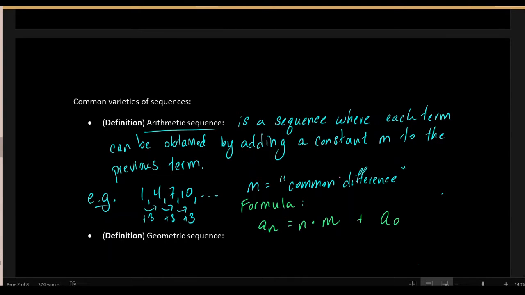Let's test that in our given sequence. We have, for an example, 1, 4, 7, 10. And we had m equals 3. And the first term in the sequence is 1. So can we verify that a sub 2, the third term in the sequence, is equal to 2 times 3 plus 1? Yes, that formula holds true. 6 plus 1 does equal 7.